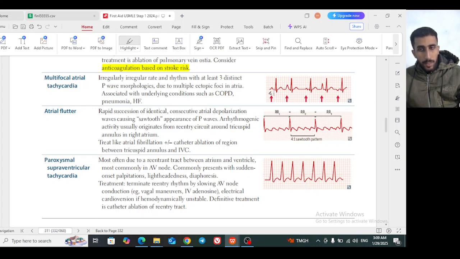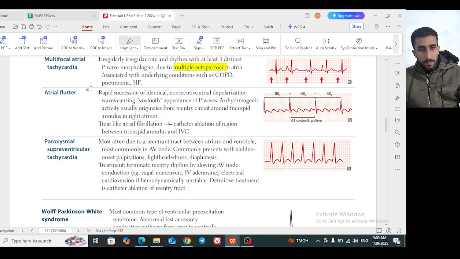Different morphologies indicate that they originate from multiple ectopic foci in the atria, and it is associated with not only cardiac but also respiratory conditions, such as COPD, pneumonia, or heart failure. So respiratory and heart conditions will predispose you to multifocal atrial tachycardia, which is not as famous an arrhythmia as atrial fibrillation.